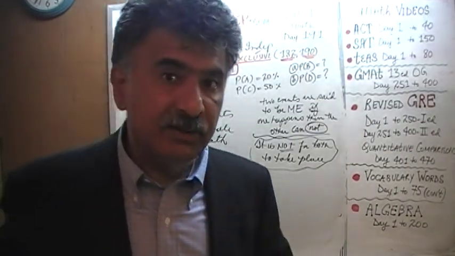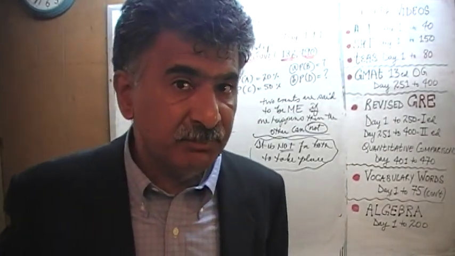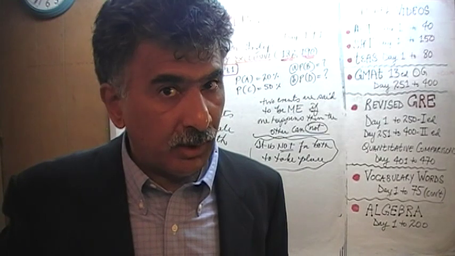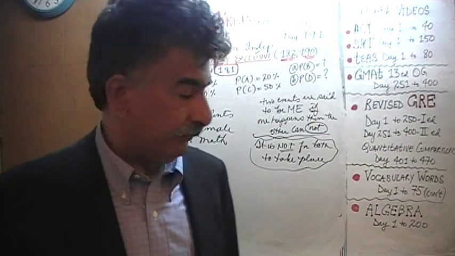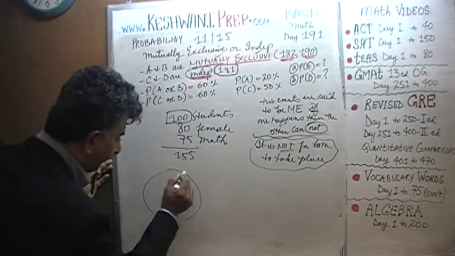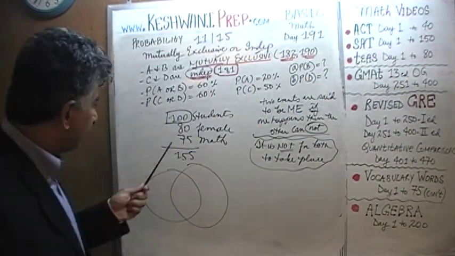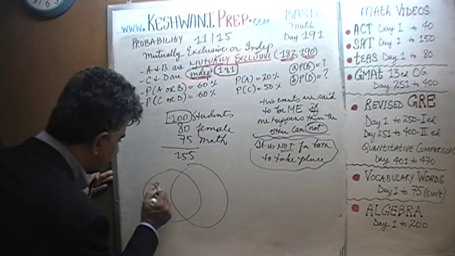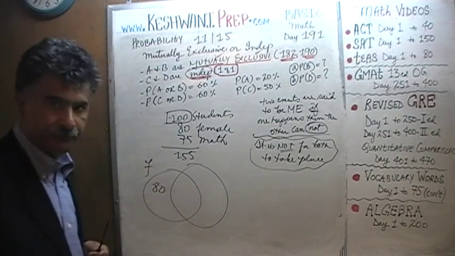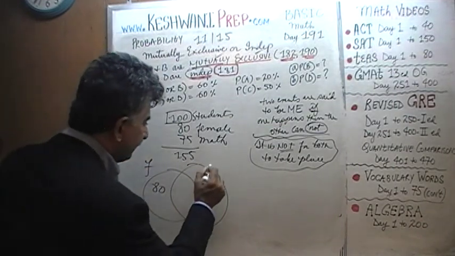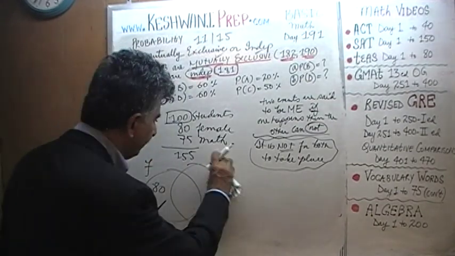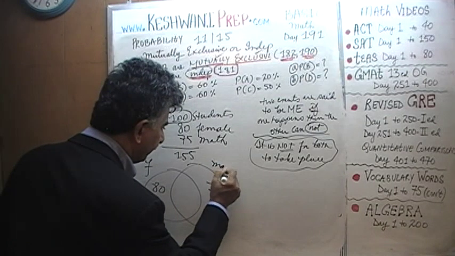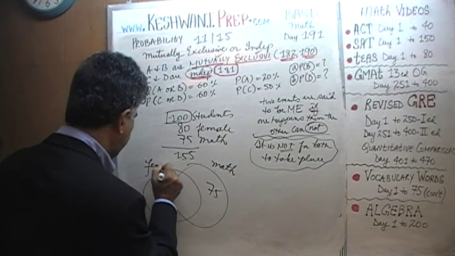Another way of saying the same thing is that there happen to be 55 people who, believe it or not, happen to be both female and math majors. There we go. So we start out like this. We have 80 students that are female, and 75 students who are math majors.